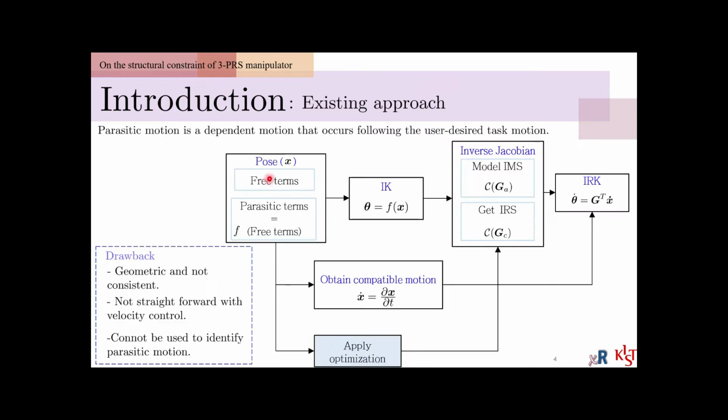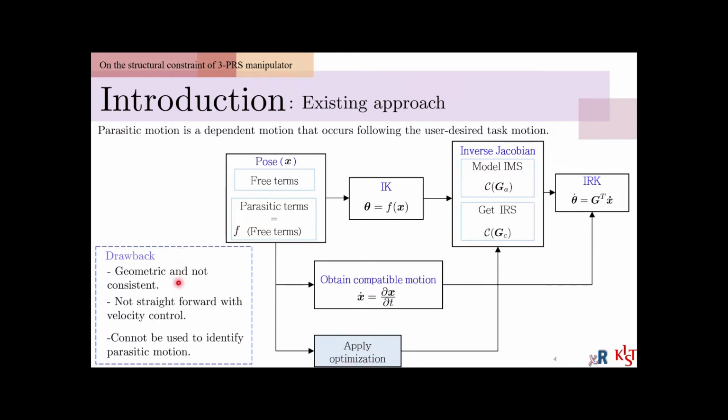Previously, researchers tried to handle the parasitic motion by analyzing the constraint at the position level. So the parasitic terms are expressed as a function of free terms. Since most parallel manipulators' control scheme is at the velocity level, the time derivative of the position level relation is used to solve the rate kinematics. If optimization is required, the position level relation will be used to remove the parasitic motion from the workspace. However, we think this approach has some drawbacks.